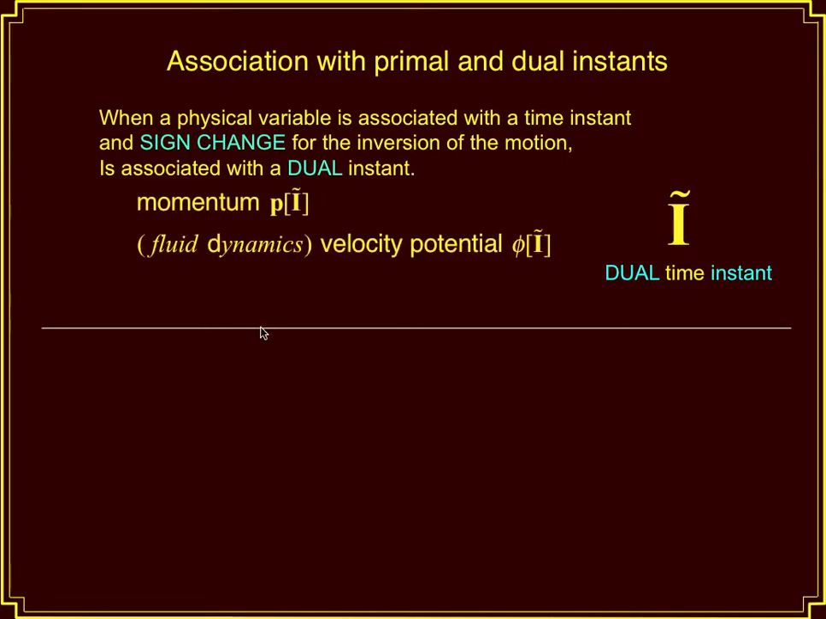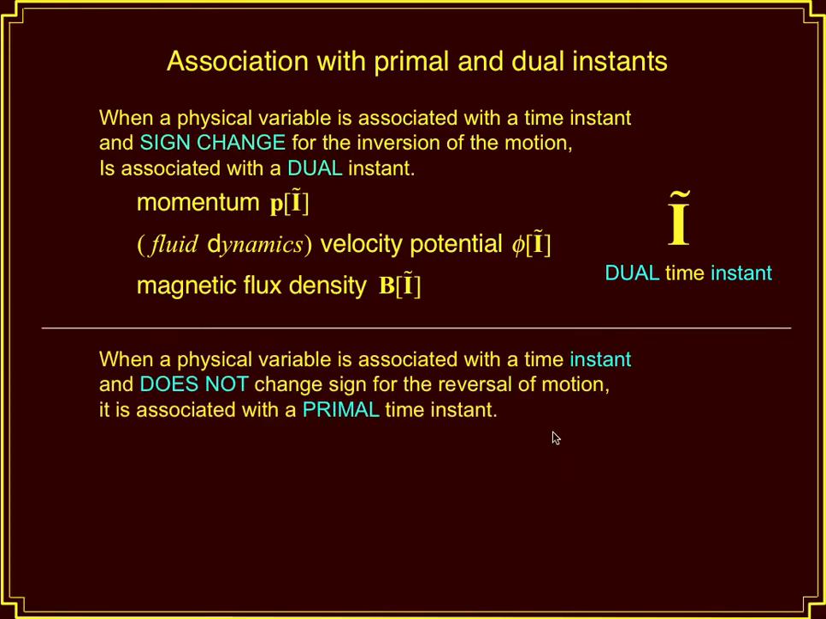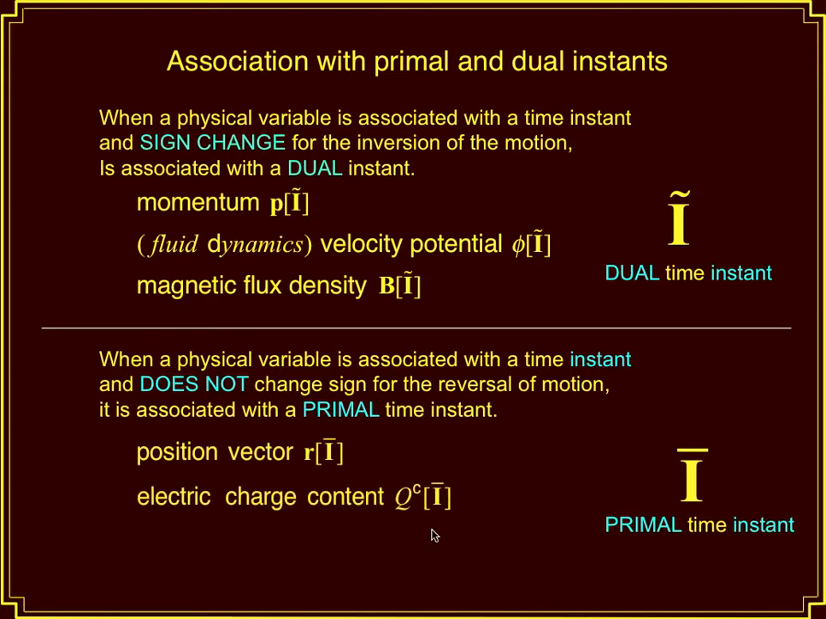Momentum, in fluid dynamics the velocity potential, and the magnetic flux density change sign. This is associated with an instant, the dual instant. When a physical variable is associated with a time instant and does not change sign for the reversal of motion, it is associated with the primal time elements. Here, position vector, electric charge content, mass content, these are associated with primal time instants.